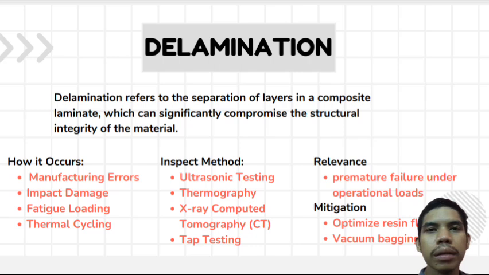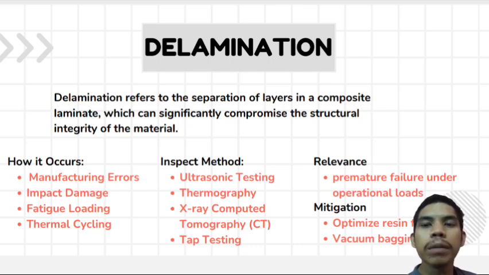Impact damage: external impact such as dropped tools or bird strike can cause layers to separate. Fatigue loading: repeated cyclic loading can cause the bond between layers to degrade over time. Thermal cycling: repeated exposure to varying temperatures can cause differential expansion and contraction between layers, leading to delamination.